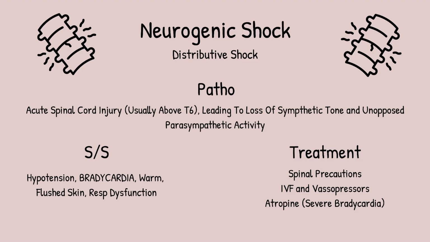IV fluids and vasopressors. Our vasopressor of choice for neurogenic shock may be something like dopamine, which assists with both bradycardia and hypotension, increasing that heart rate and increasing the blood pressure. And of course, in severe cases of bradycardia, we can always use atropine to increase our heart rate.